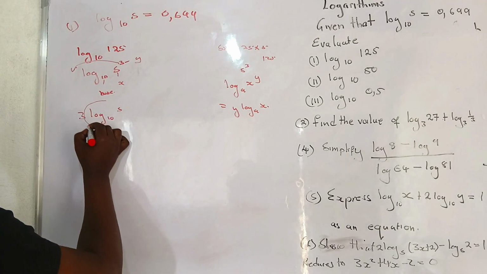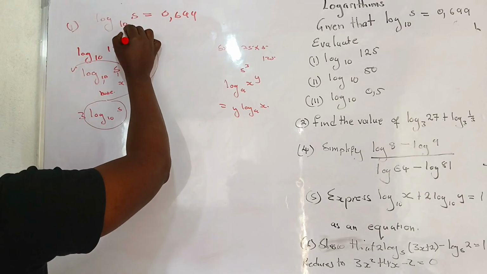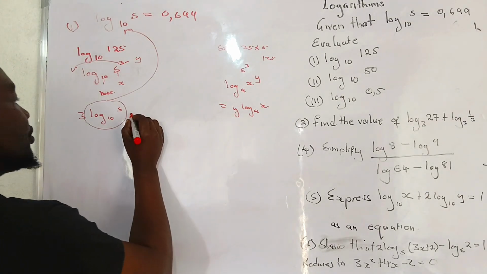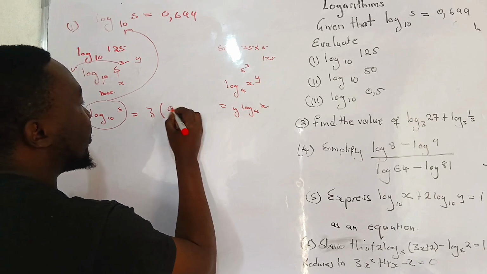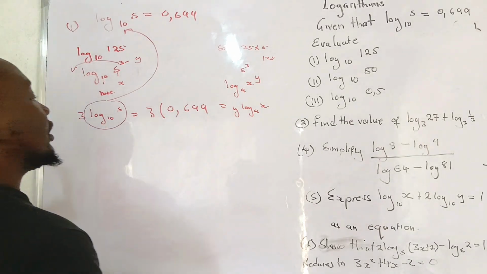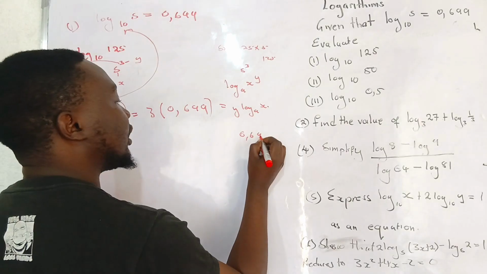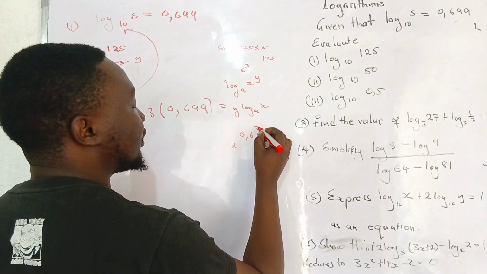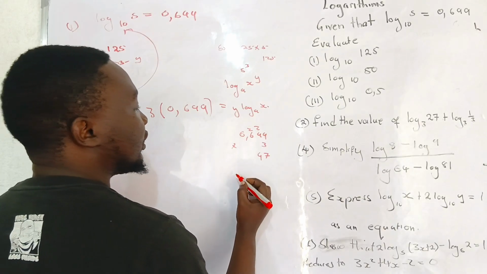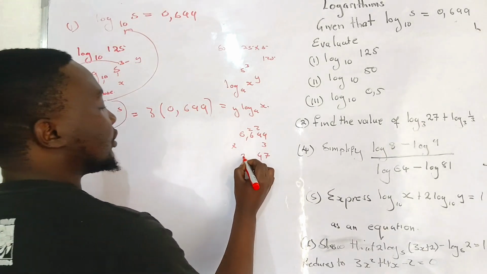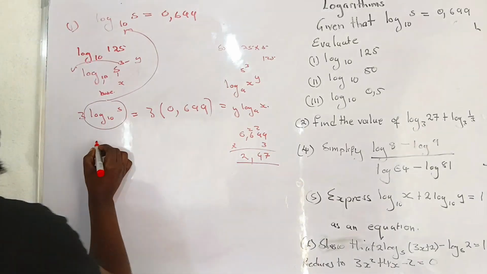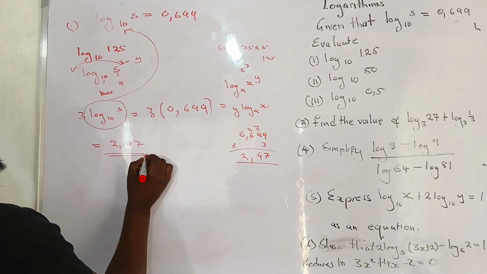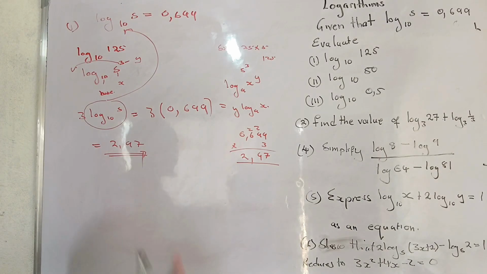We already know this part, which is given. So we substitute 3 multiplied by 0.699. Multiply 0.699 by 3. 3 times 9 is 27, carry 2, 3 times 9 is 27, plus 2 is 29, carry 2, 18, 19, 20. So you get your answer, 2.097. That's how you solve this problem.